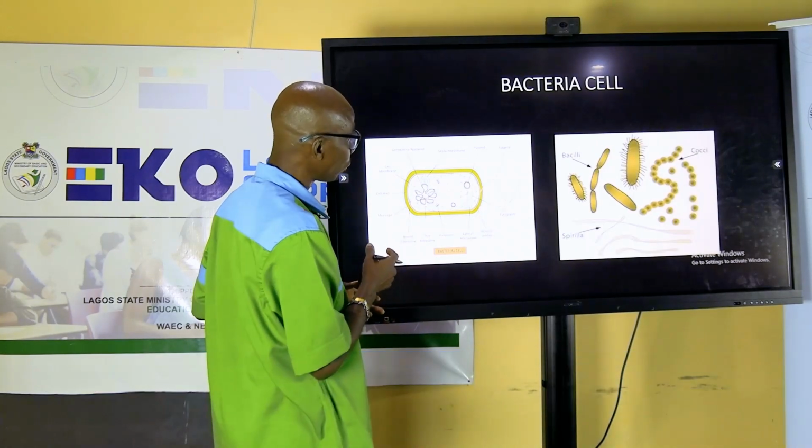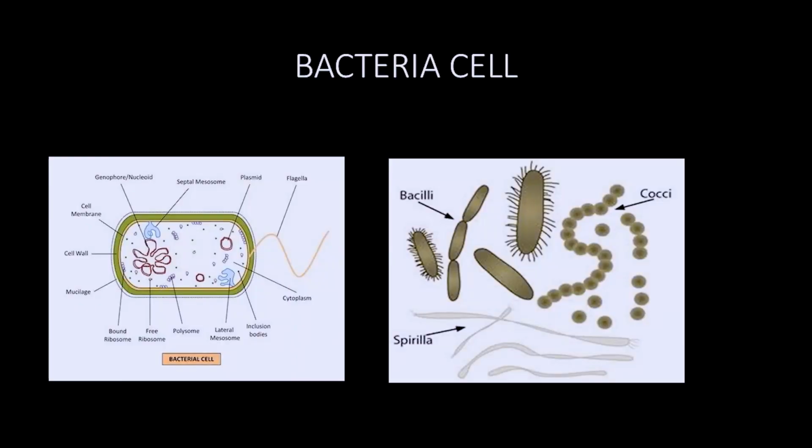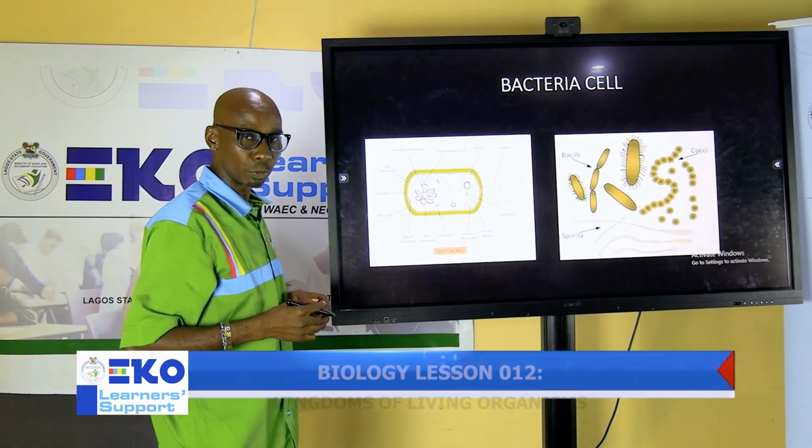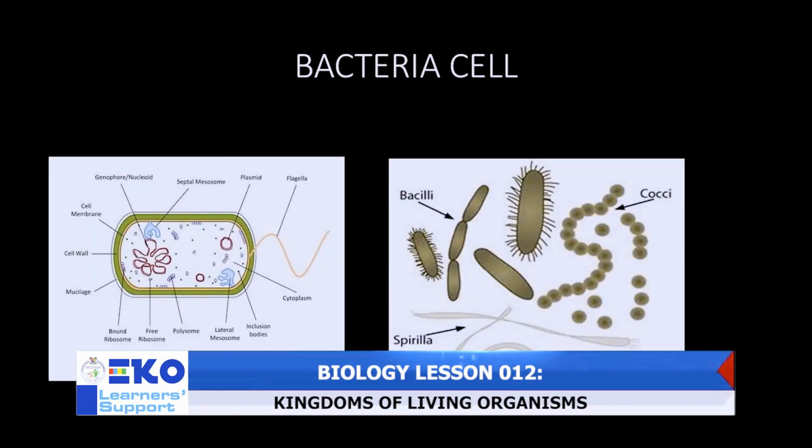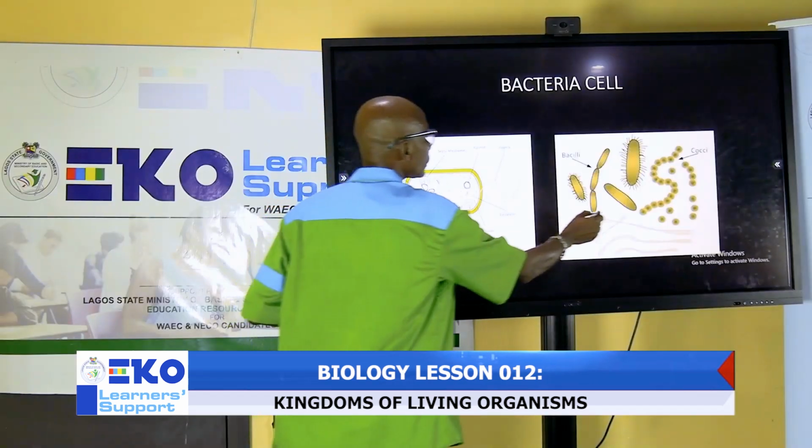This is an example of a bacterial cell, the labeling. It has a cell wall, it has its own cytoplasm because it's a cell. Then it has flagella for movement, then the cell membrane, then it has nucleus and ribosome for the production of protein, which help or aid in its reproduction. These are the various forms in which our bacteria can exist.